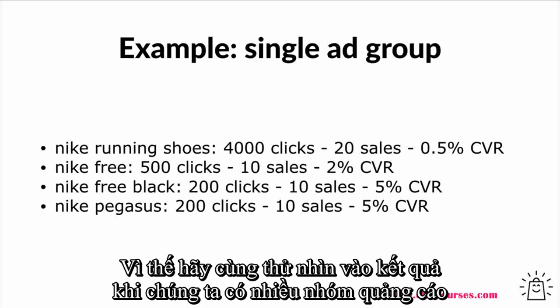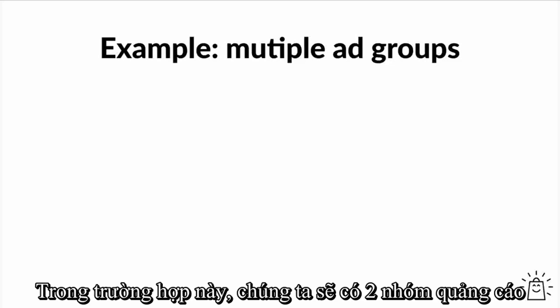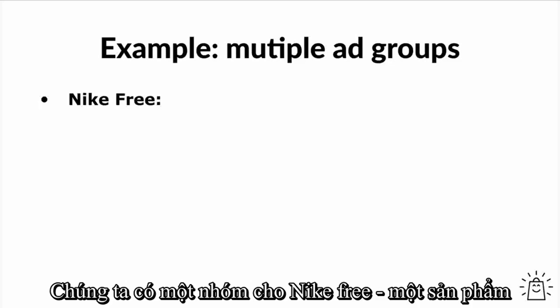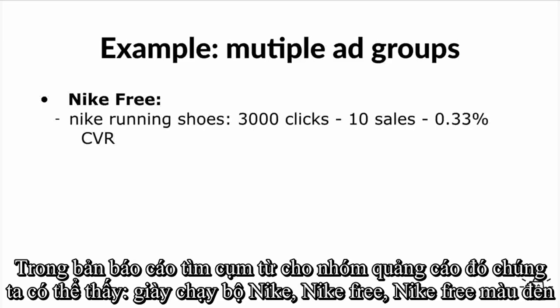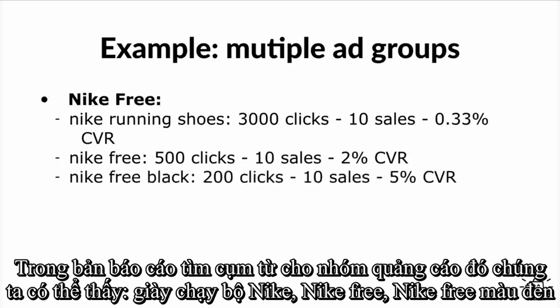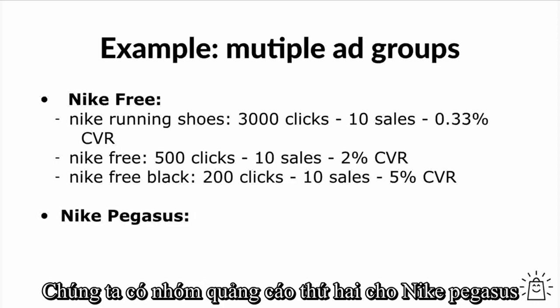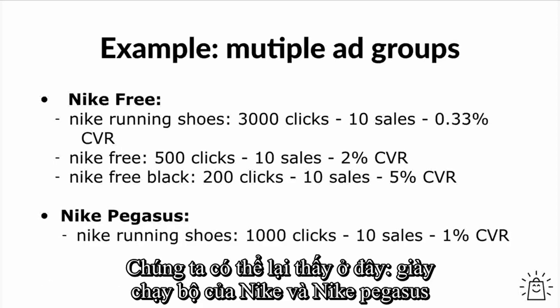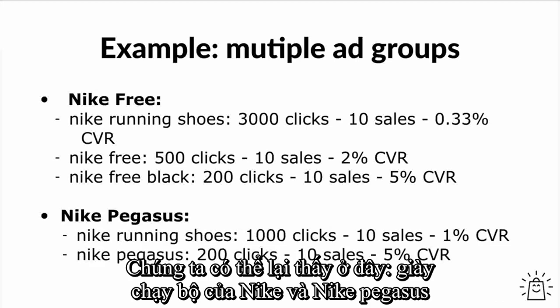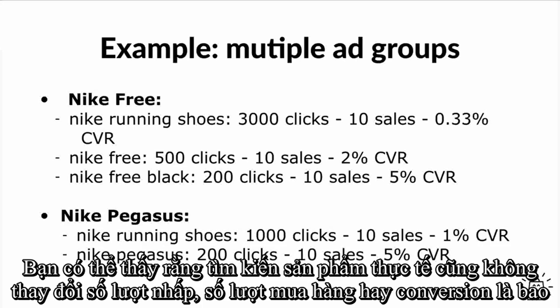So let's take a look at what that could look like if we had multiple ad groups. In this case, we have two ad groups. We have one for the Nike Free, which is one product. There again, in that search terms report for that ad group, we see Nike running shoes, we see Nike Free and Nike Free Black. And then we have a second ad group for Nike Pegasus. We see again Nike running shoes and Nike Pegasus. So you can see the actual product searches, they didn't change that much. The clicks and sales and the conversion rate is the same.